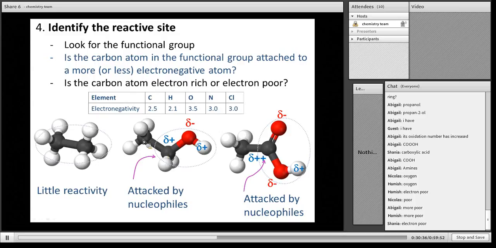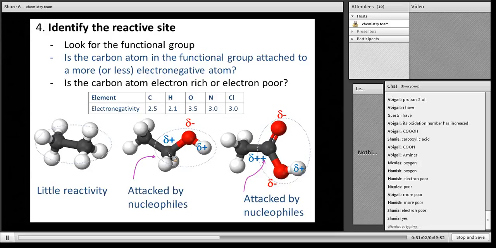Does that make sense? Because sometimes I find students just draw the chlorine adding to any of the carbons in the molecule. But can you see it has to be the carbon that's got at least some differentiation here. So this one's the slightly positive one, so this is the one where the reaction is going to happen. Does that make sense? Okay, we'll go through examples.